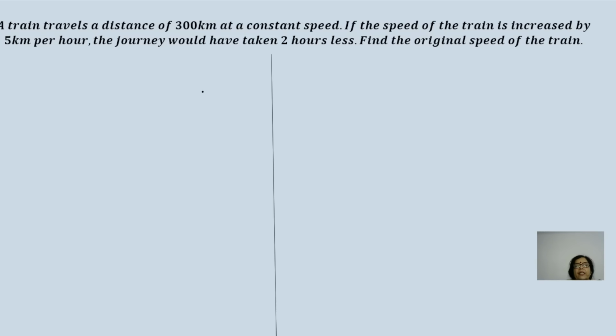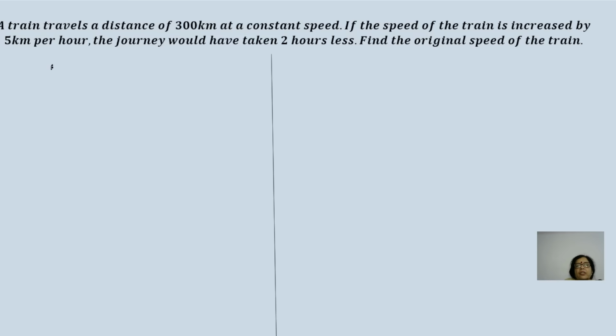Moving on, we have the next question, a very interesting question. A train travels a distance of 300 km at a constant speed. If the speed of the train is increased by 5 km per hour, the journey would have taken 2 hours less. Find the original speed of the train.